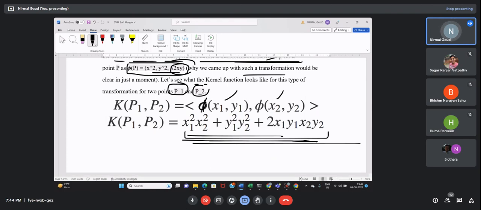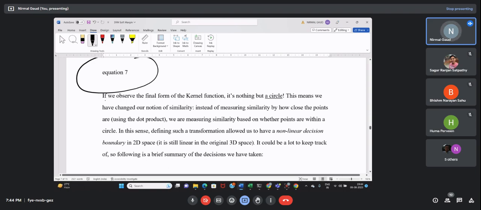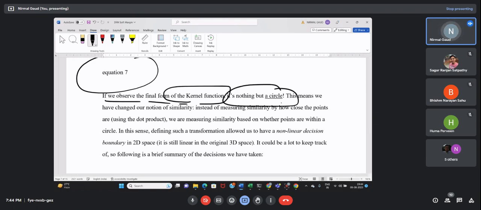Okay, so certainly we have to perform the same activity with other transformations also; we have to apply the same things. Then what we are going to check after this transformation: if we observe the final form of the kernel function, it's nothing but a circle. This means that we have changed our notion of similarity.